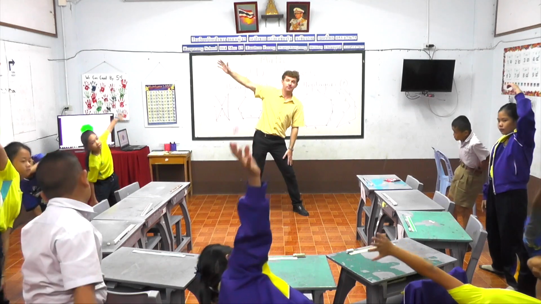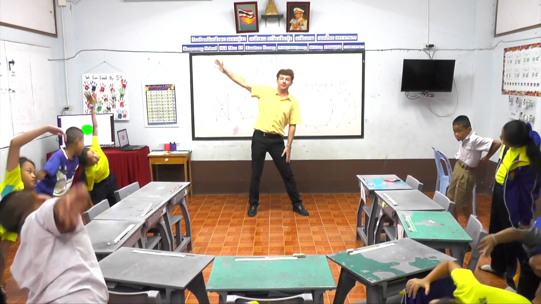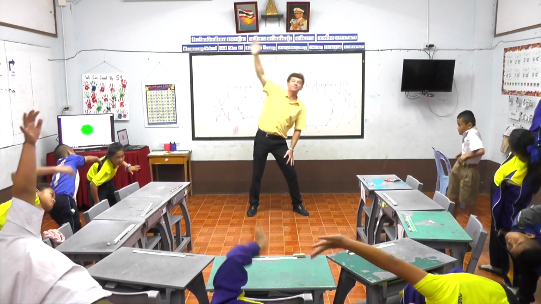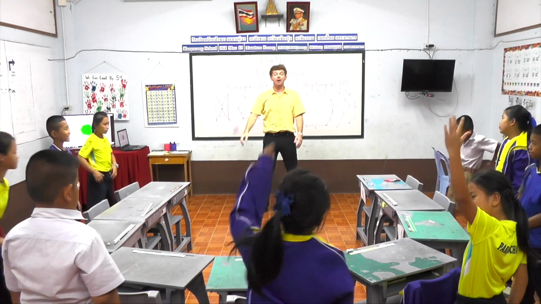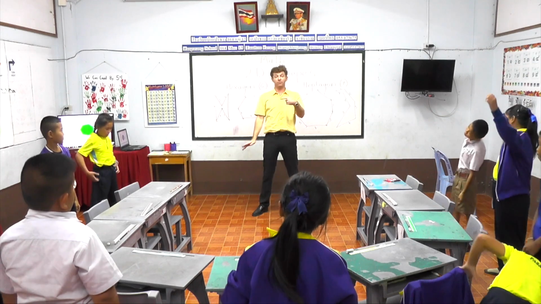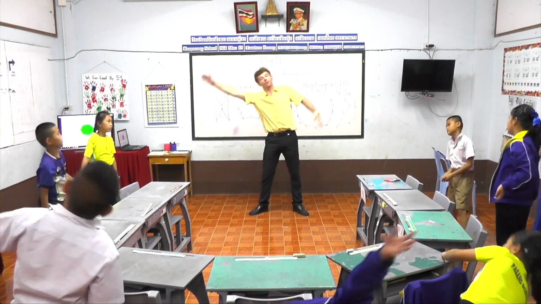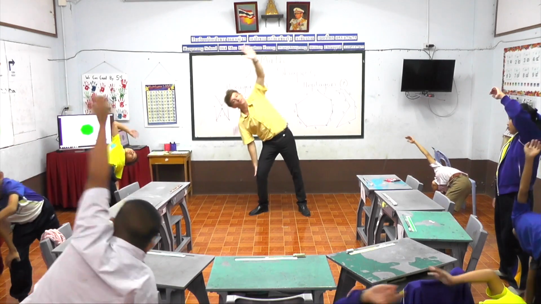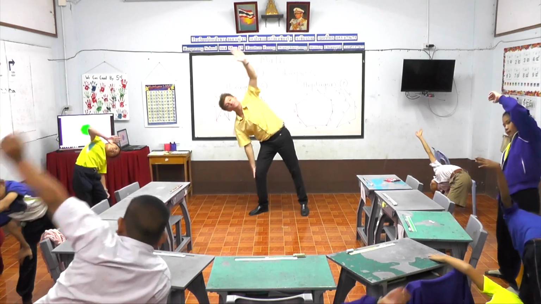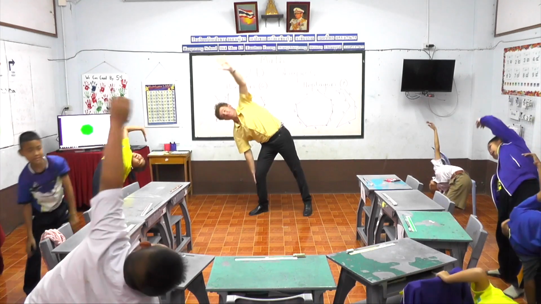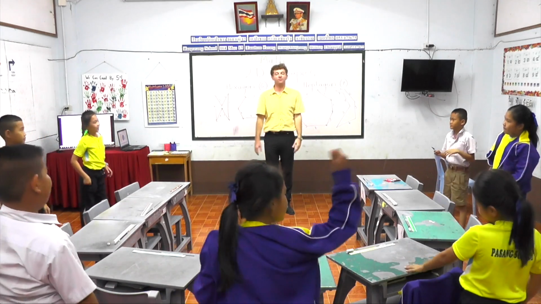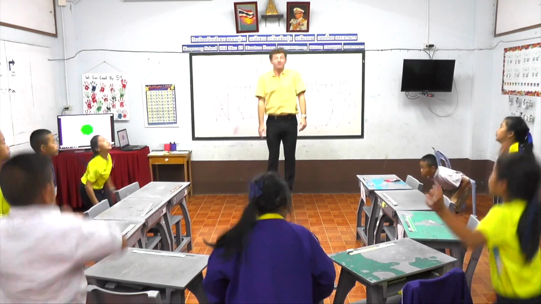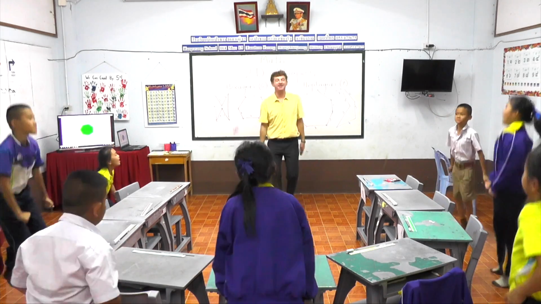1, 2, 3, 4, 5. Very good, guys. And now we'll do 5 to our right. So I go this way, you go that way. 1, 2, 3, 4, 5. Excellent, guys. And to finish, we will do 5 jumps straight up. 1, 2, 3, 4, 5.